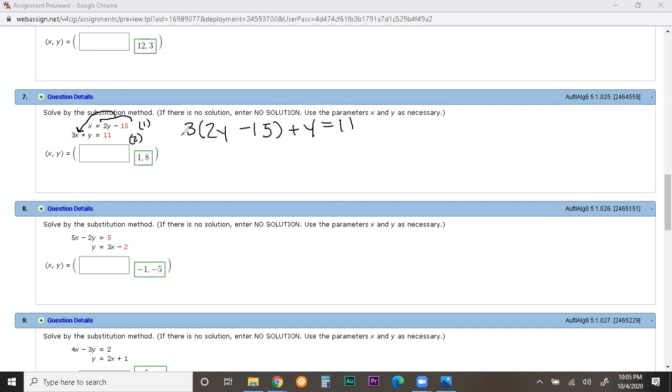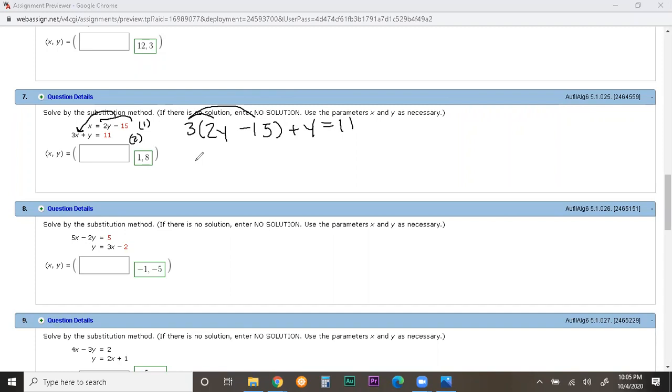Now that y is the only variable that we have present, we can solve for y now. So once again, depending on what you plug in, it may look different. You are responsible to know what to do to simplify it. That's why we have worked on all of these objectives thus far, okay? So because this 3 is here, we have to multiply it by the 2y and by the negative 15.